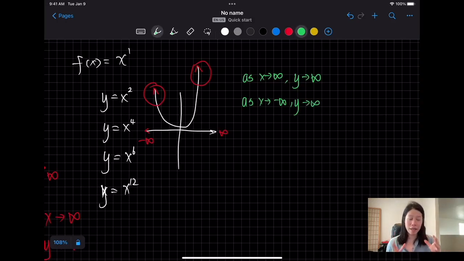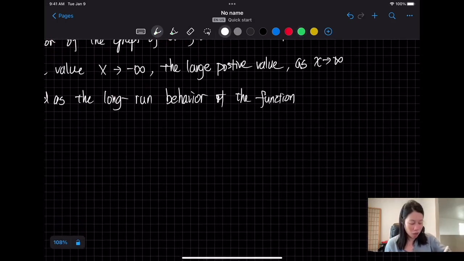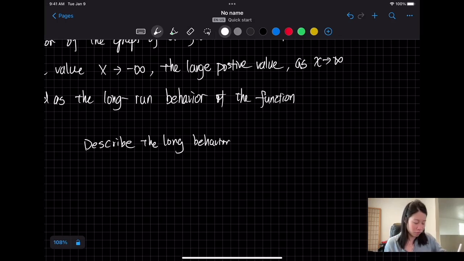So that's the end behavior or long run behavior. We just need to look at the end. What does the function look like? Okay, so here's an example. I want you to describe the long run behavior of f(x) = -x to the 8th power.